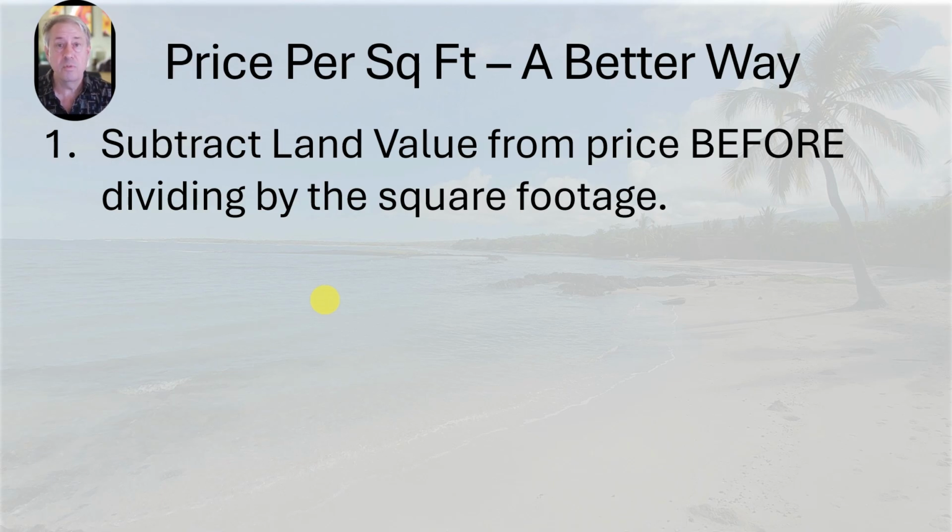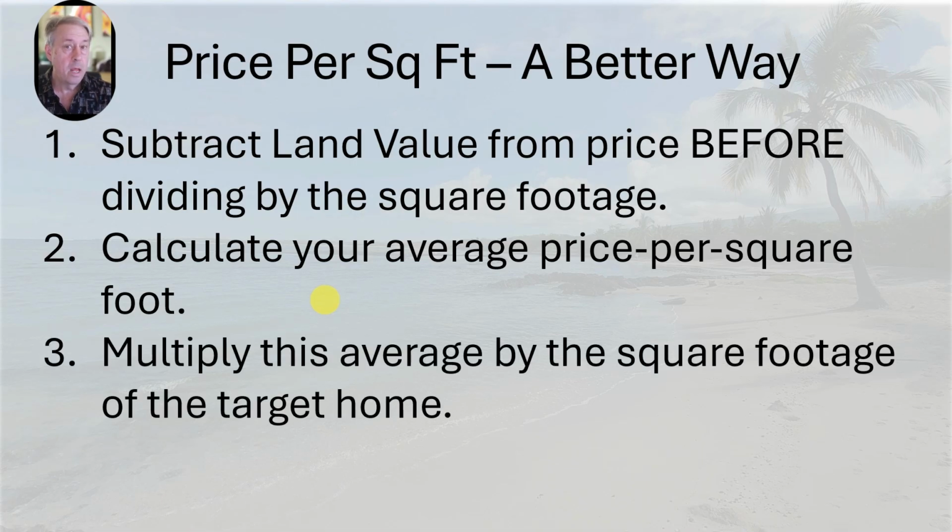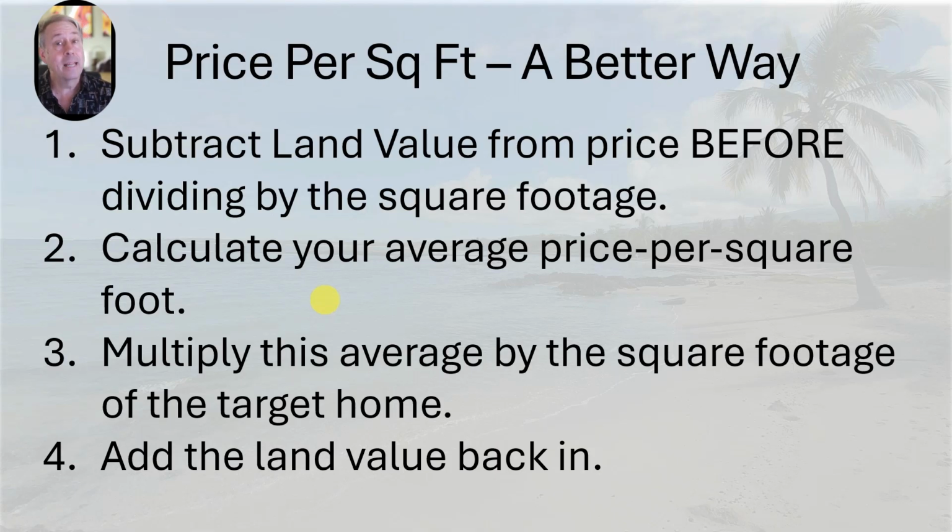So say you have 4 homes that you're using as comparables, you subtract that same vacant land value from each of those prices. Then, after you've subtracted the land value, you divide it by the square footage, whichever square footage that you're using. Then you calculate your average. If you had 4, you add up the 4, divide by that number, and that would give you the average price per square foot. You then, if you're wanting to price a home, take the square footage of the target home, multiply it times that average, and then importantly, add the land value back in.